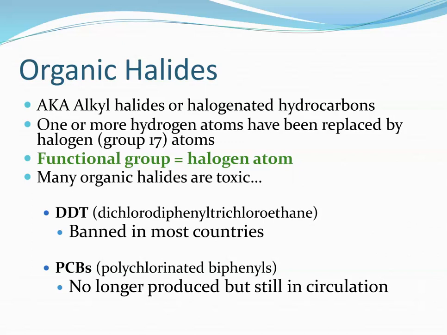In the case of organic halides, the functional group is the halogen atom that is bonded to the parent chain. Many well-known organic halides are toxic. DDT and PCBs are extremely dangerous to animals and humans.